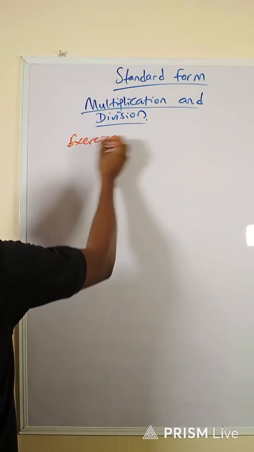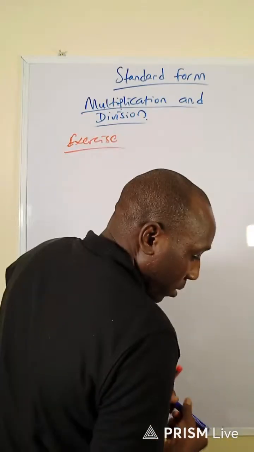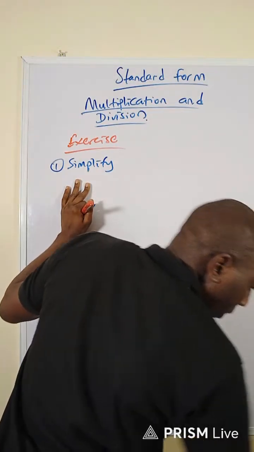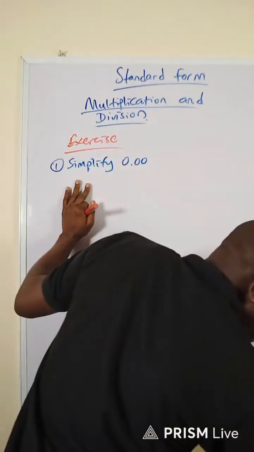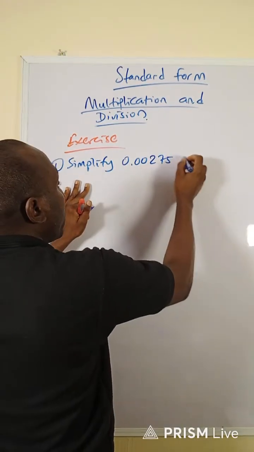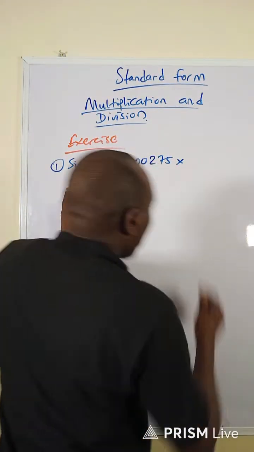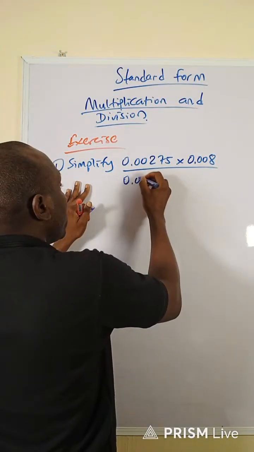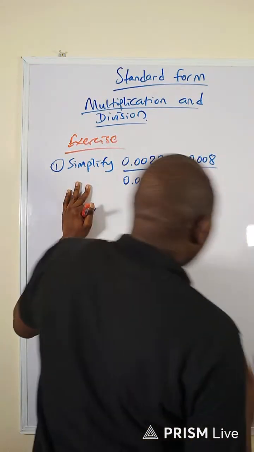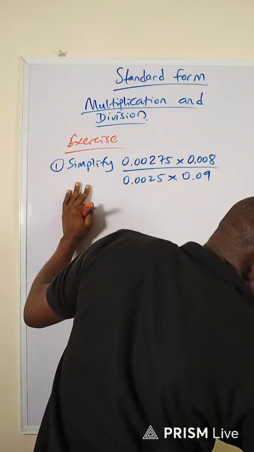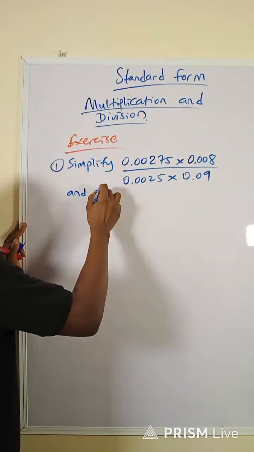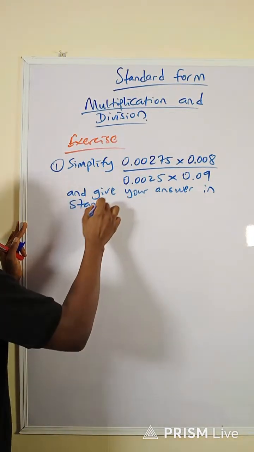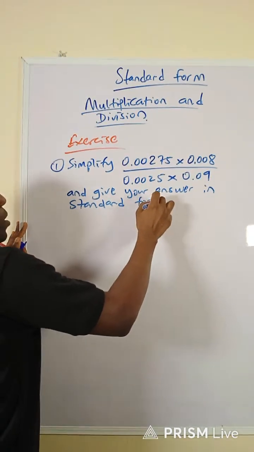Exercise. Simplify 0.00275 times 0.008, all divided by 0.0025 times 0.09, and give your answer in standard form. Please try this out in standard form.